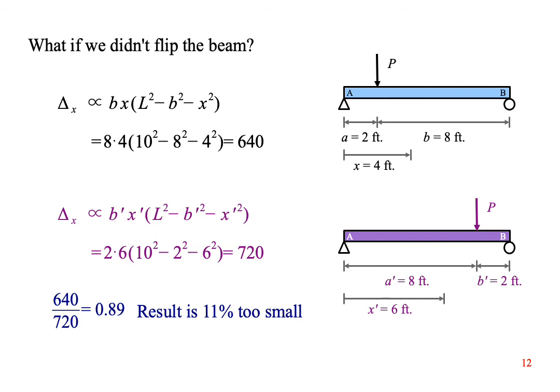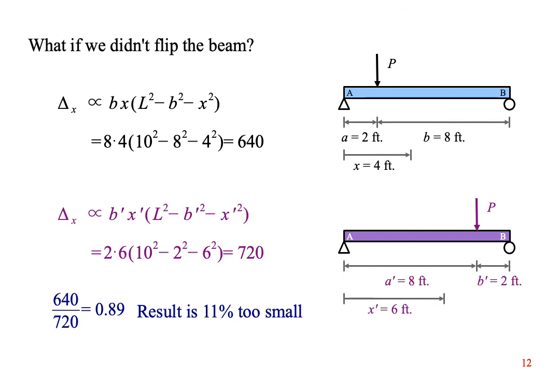What if we ignored the limitation that x has to be less than a? The deflection is proportional to a function of b, x, and L. The other terms don't change, whether we flip the beam or not. If we solve the b, x, and L portion of the equation, we get the number 640. Don't worry about units. They are also the same whether we flip the beam or not.